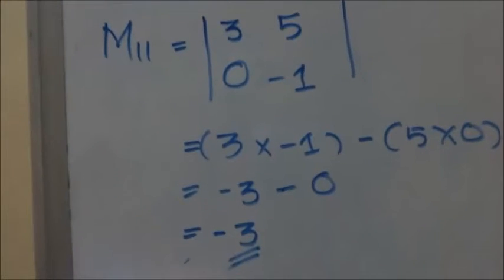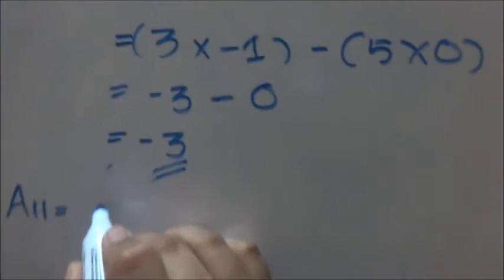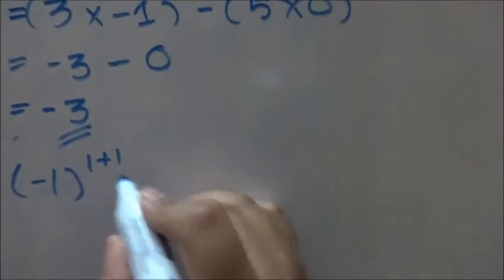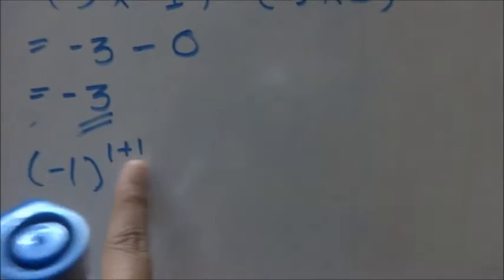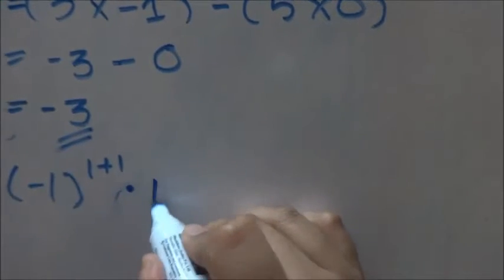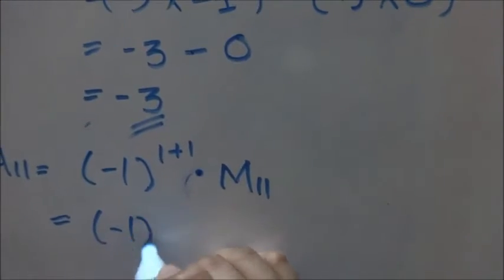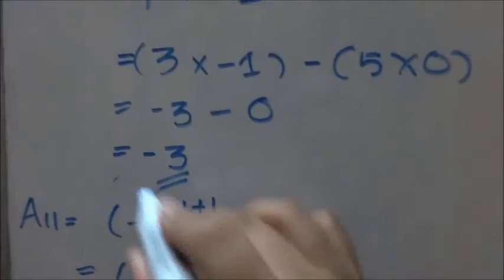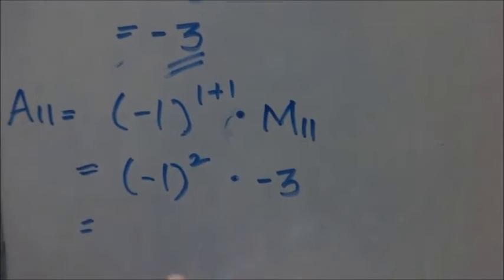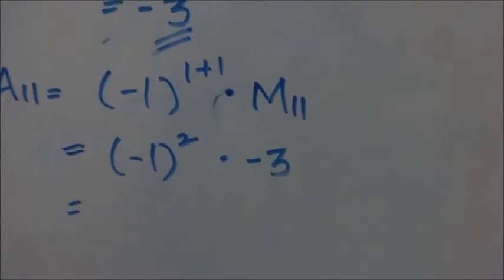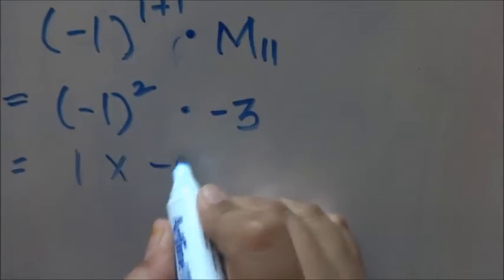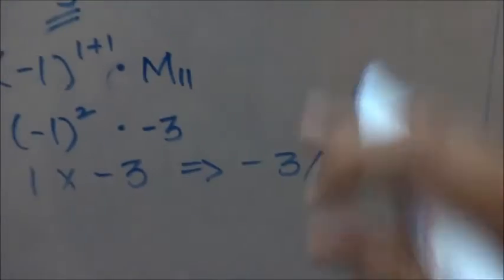Now we will calculate capital A11, whose formula is minus 1 raised to 1 plus 1, since 1 row 1 column, so 1 plus 1. Whatever is written in the subscript, we have to add in the power to find capital A, and that would be multiplied by M11. So minus 1 raised to 1 plus 1 is 2, into M11, which is minus 3. We just calculated it. Now minus 1 raised to 2. As I told you, when the power is even, minus 1 will come positive. So 1 into minus 3 would be minus 3. So our first step is done.